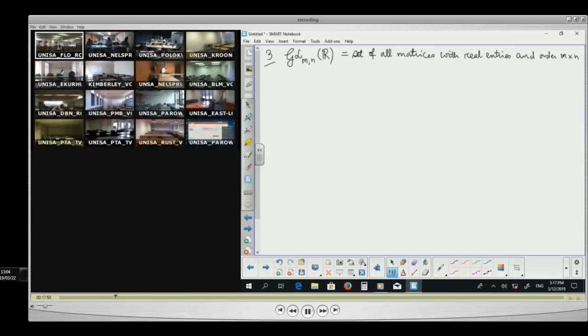And similarly, if we have just a single one, this is the set of all square matrices of order n with real entries.